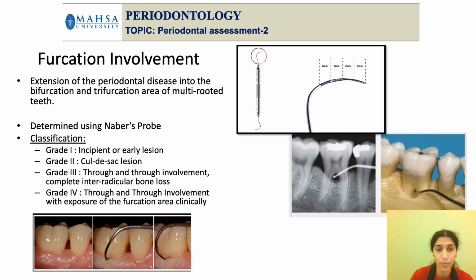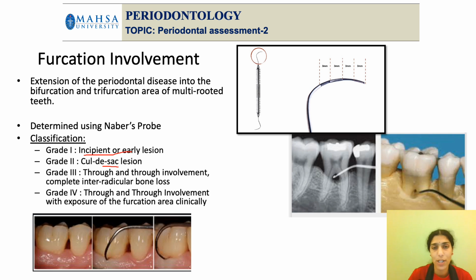Whenever there is a furcation involvement like this anatomically, you need to probe into the furcation and grade it according to Glickman's classification, grade 1, 2, 3 and 4. In grade 1 there is only an incipient or early lesion. Cul-de-sac means on one side there is furcation, but the interradicular bone is still retained on the other side. On the buccal side, for example, there is loss of bone between the roots, but lingually there is still bone. Then it is like a cave, right? It is like a cul-de-sac.